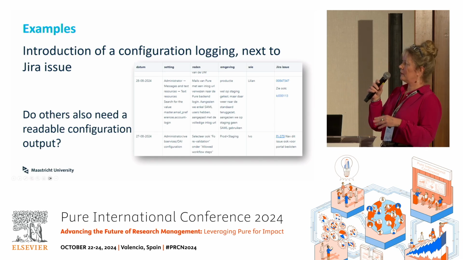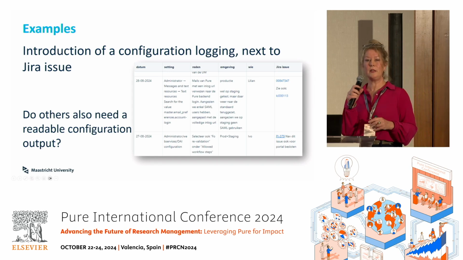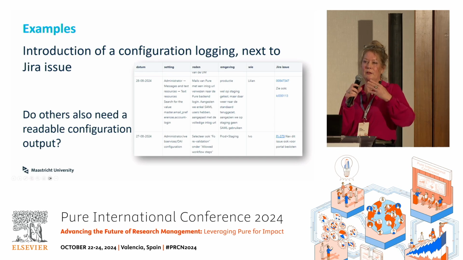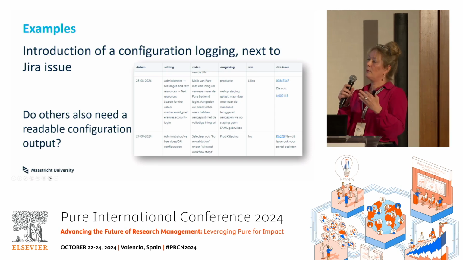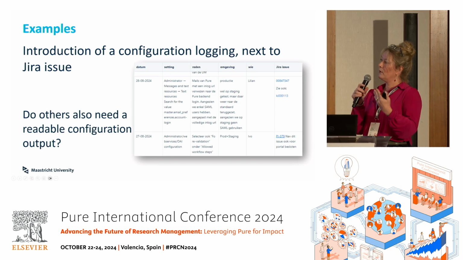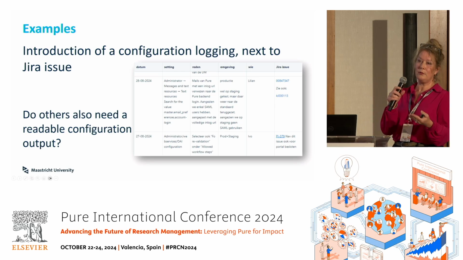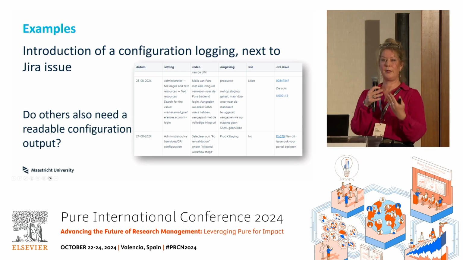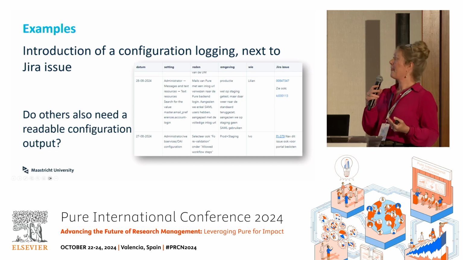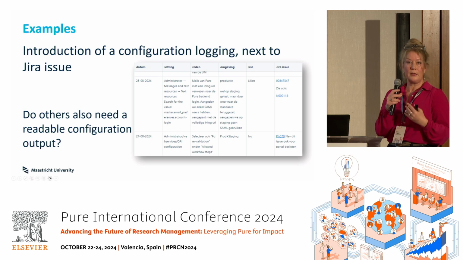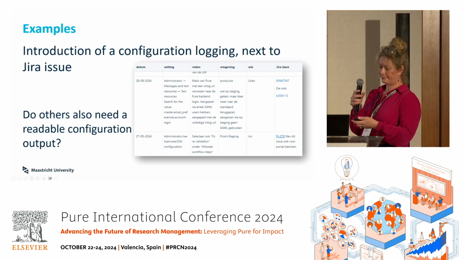And that led us to a question. I don't have a poll in this, but are others also in need of a readable configuration logging? What we really would like is a configuration export, and this is a functionality that is already in Pure, but it is not readable. What we would like is to create this export of the configuration previous to a new release and also after, and then compare and see what the differences are. So that would maybe be a question for later. Are all others also in need of this kind of an export?